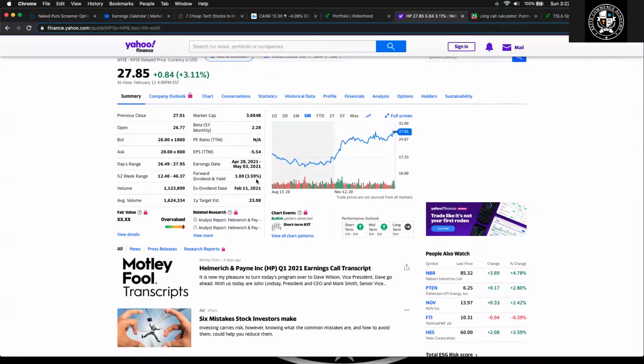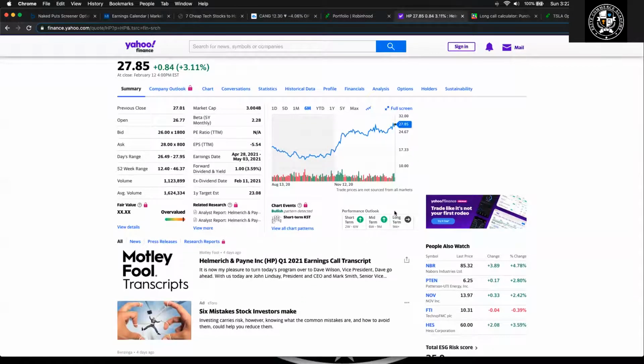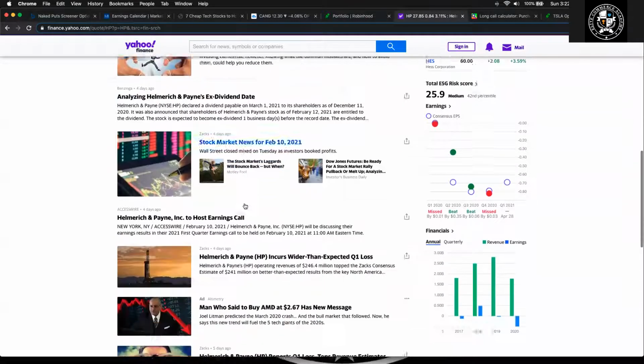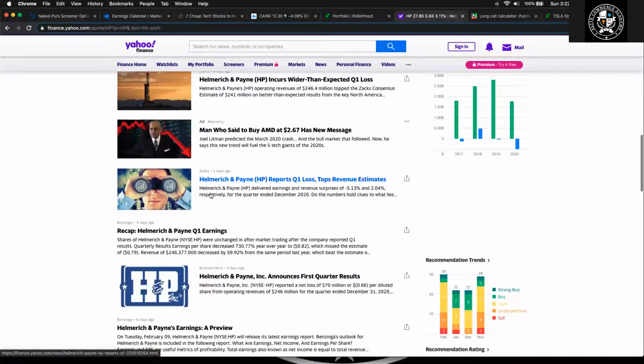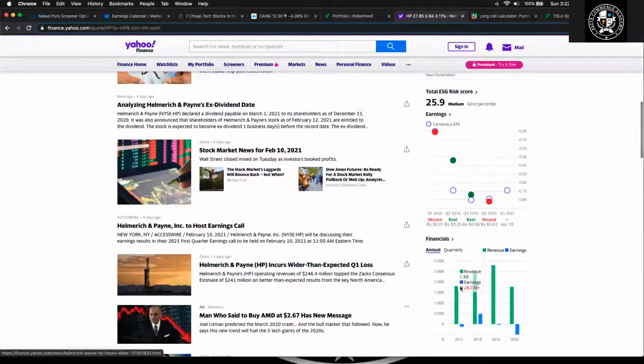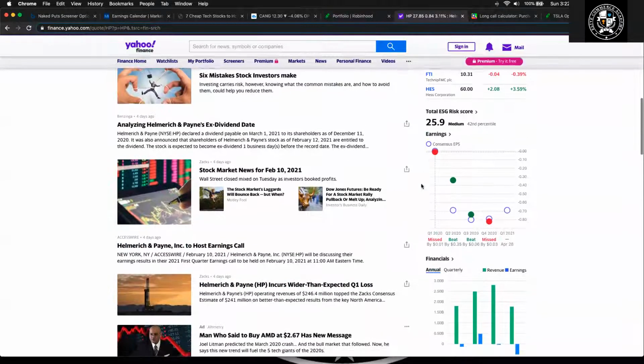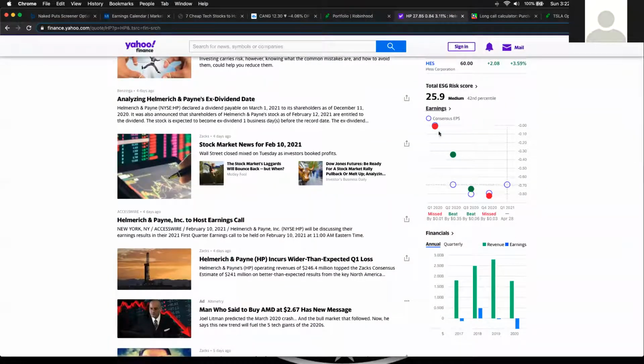Also, they'll let you know what the dividend yield is, volume, and all that stuff. Look at the news. The news is going to pretty much give you a gauge on how the public and the analysts might feel about it. Also, you can look at the earnings. This is the earnings stuff over here.